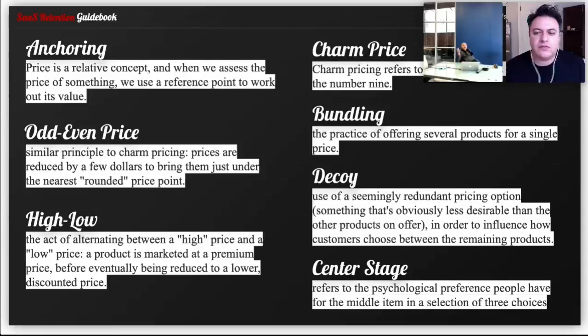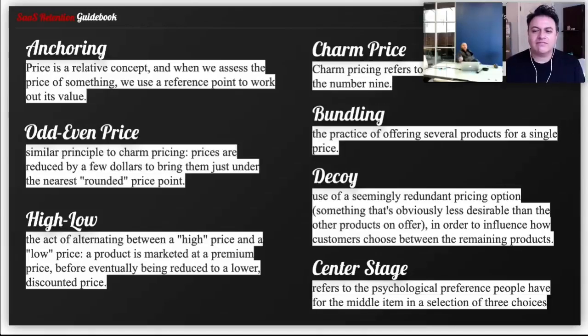Stage mindset is the center stage is three options, and people always go for the middle option, which is a very proven fact. For whatever reason, we're always like, well, I don't want to go with the cheapest and I'm not going to spend on the highest, so I'm going to go for that middle. And that's why you see a lot of times most packages come in threes, because they're driving people towards the middle.